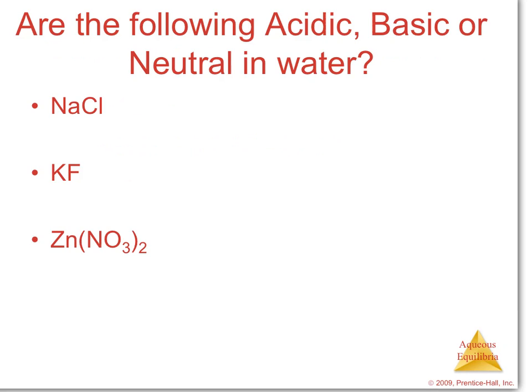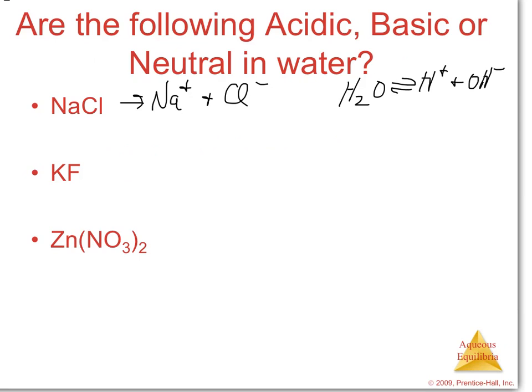Right. So the first question we're going to ask is, when I throw these three salts into water, do they become acidic, basic, or neutral in water? So we have to think about each one of these salts breaking up into its ions. So sodium chloride will break up into sodium ion and chloride ion. And it's going into water. So we could think about water as being ionized, at least to some small extent, to H plus and hydroxide.